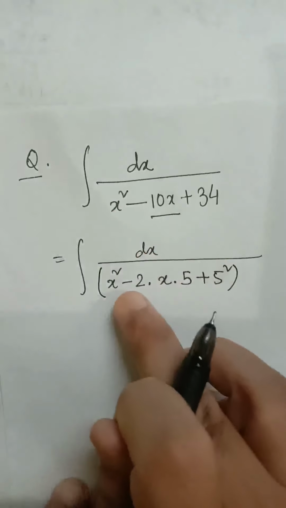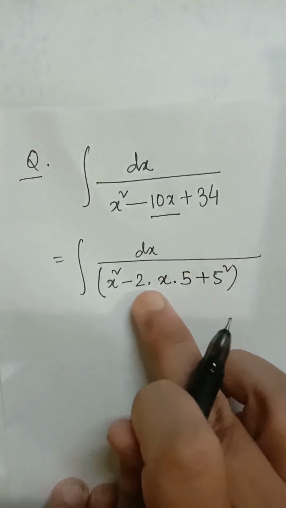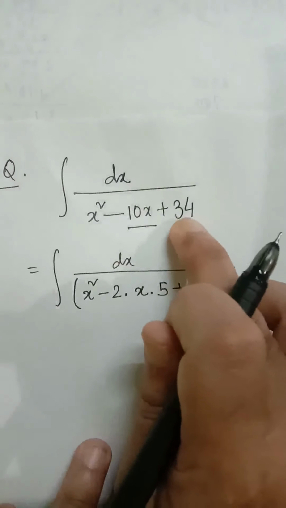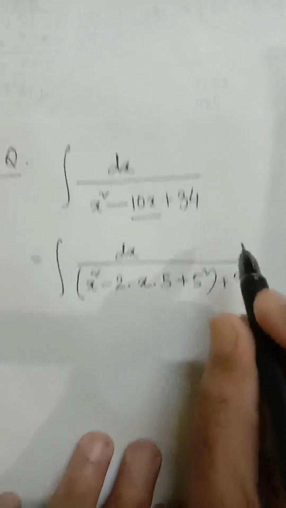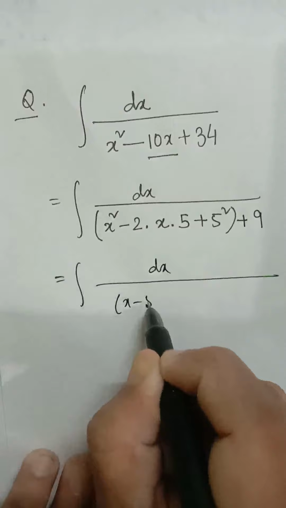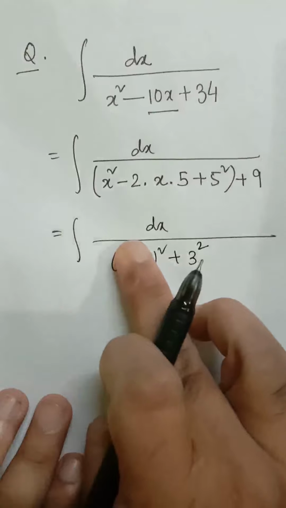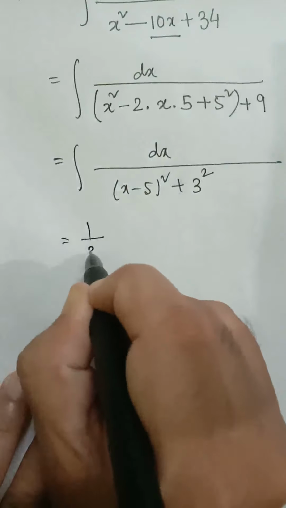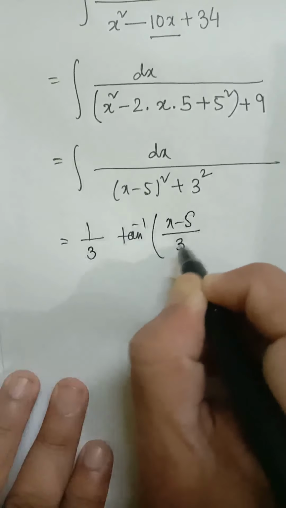First I have written x square minus 2 into x into 5, to get 10x, plus 5 square. Now the constant here is 34 and I have written 25. To adjust, I have to add 9 here, since 25 plus 9 is 34. So dx by, this is now (x minus 5) whole square plus 3 square. You can see this is of the form dx by x square plus a square. So the answer will be 1 by a tan inverse of x by a, that is 1 by 3 tan inverse of (x minus 5) by 3 plus c.